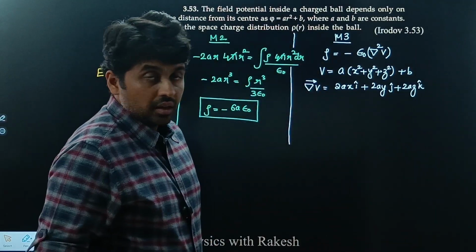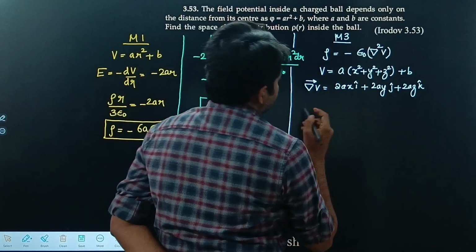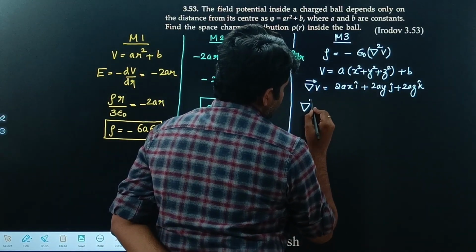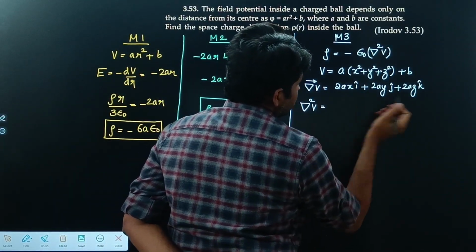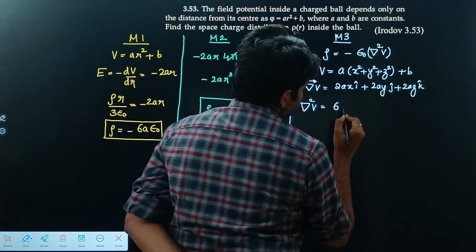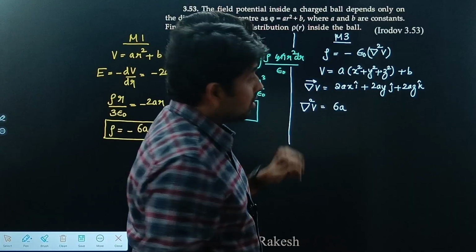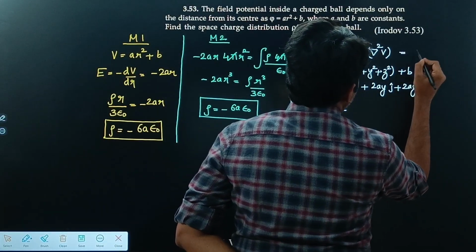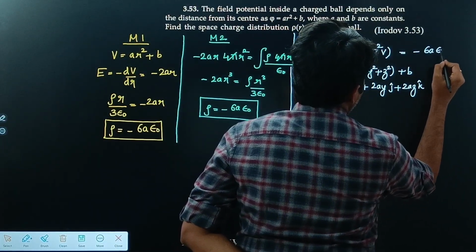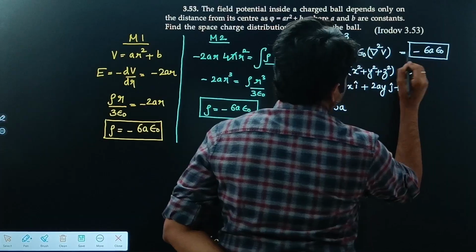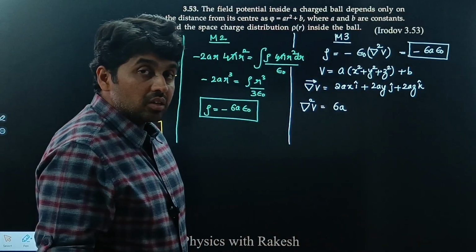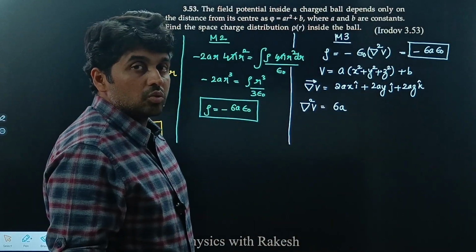Okay, next again apply the differential to get del square V. So del square V is again differentiating this, we get 6a. Yeah, so we have del square V here, we put it here, and we again get rho equal to minus 6a epsilon. Okay, now let us move on to the fourth way where students do and make a silly mistake.